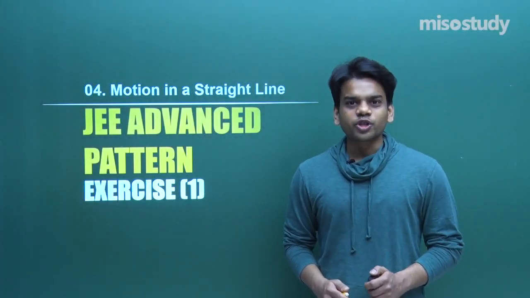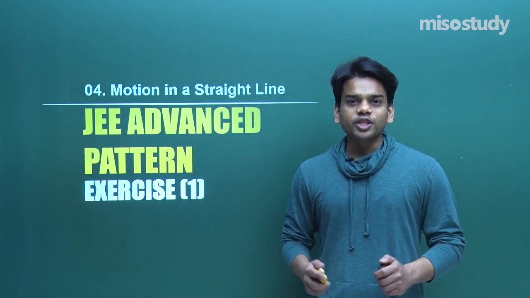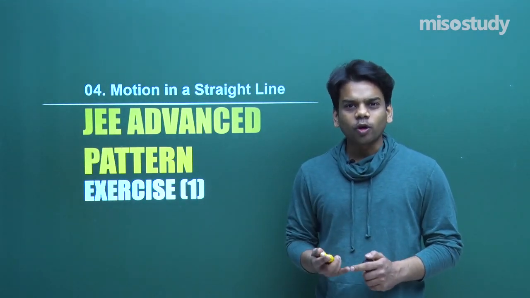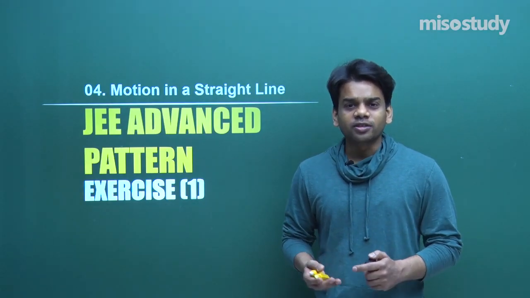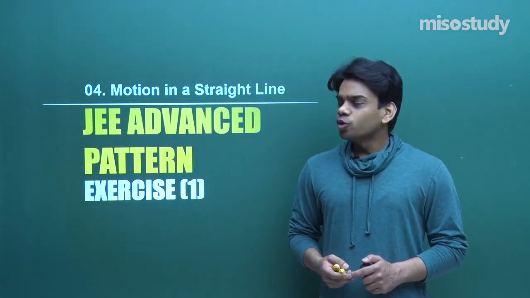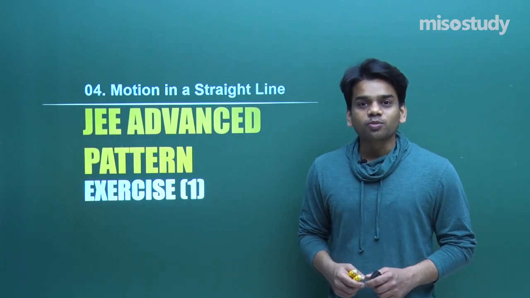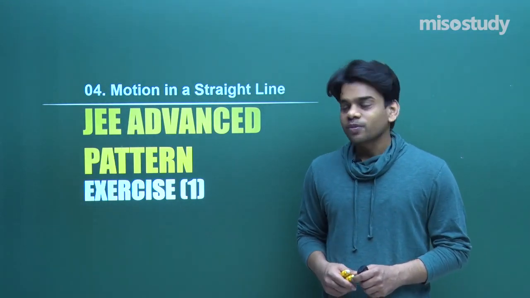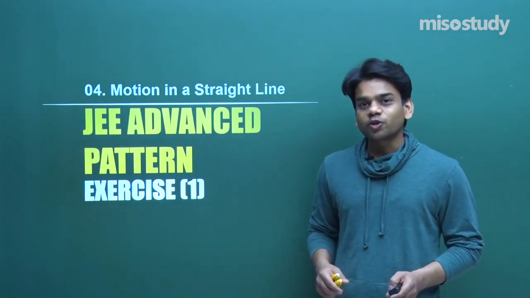Today we'll be discussing JEE Advanced pattern questions on the chapter Motion in Straight Line. JEE Advanced has a mixed kind of questions: single choice, multiple choice, integer type, and matrix match. Today's class will discuss single choice, more than one choice, matrix match, and even assertion reason questions. First of all, let's go ahead with the single choice questions.